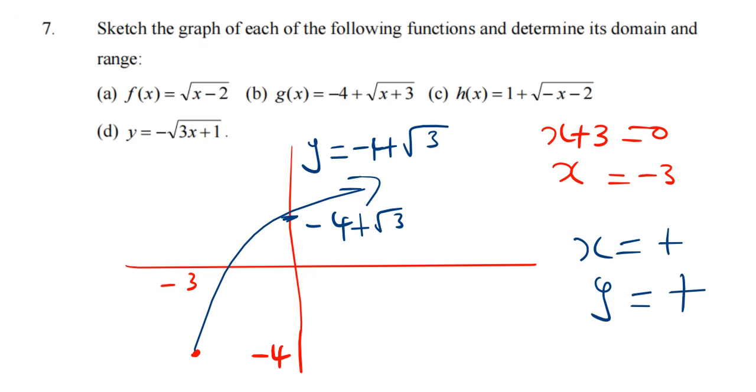Then the question will be, what is the domain? You're able to see that the lowest value of x that you can have there is -3. Then the lowest value of y that you're going to have is -4, and you're going all the way to positive infinity. So that will be the domain, and that will be the range.